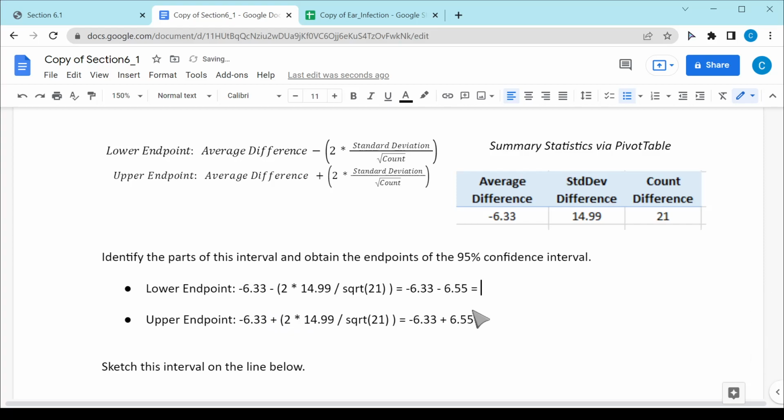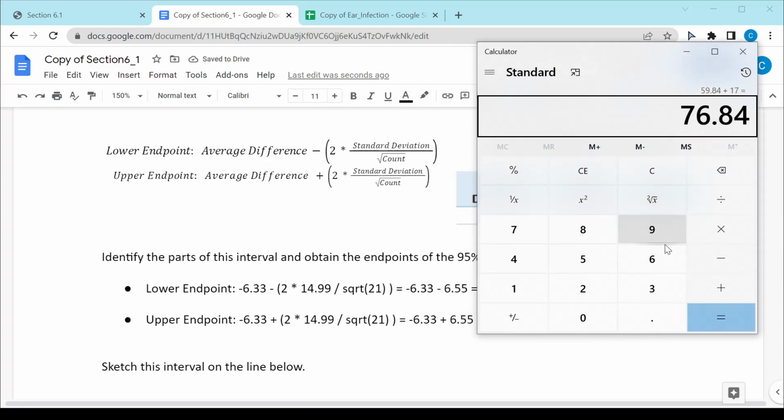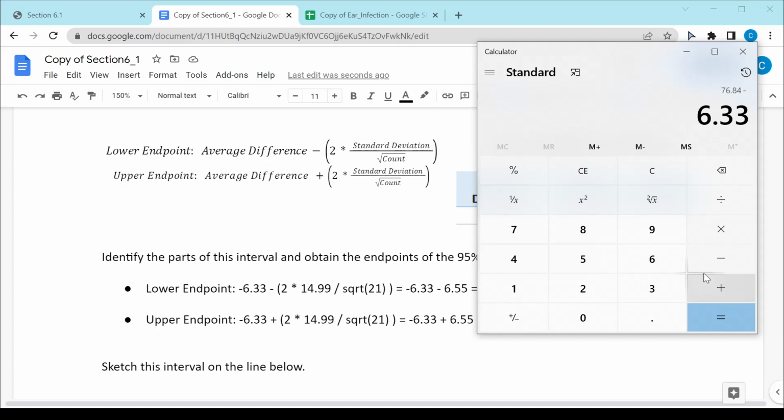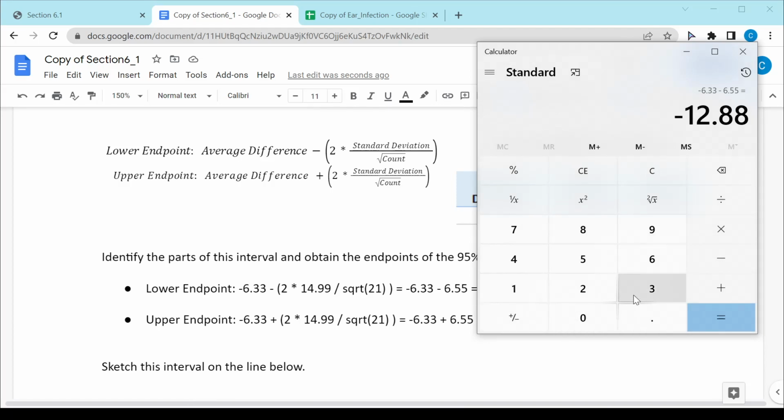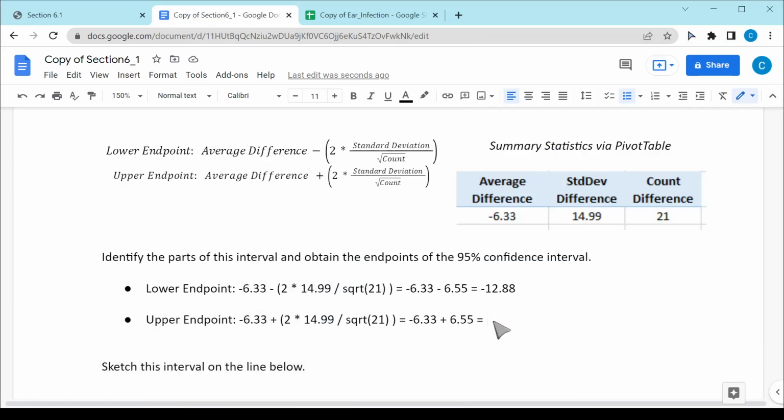So what do I get when I do that math? Let's go ahead. I'm this far into it. I might as well finish it up for you. This is negative 6.33. I need negative of that. Slow down here. There it is, 6.33. I need the negative of that. And I subtract 6.55. That's going to be negative 12.88. Negative 12.88. And then the upper end point, let's do this one more time. The 6.33 again, negative, but I add 6.55. That's going to be 0.22.